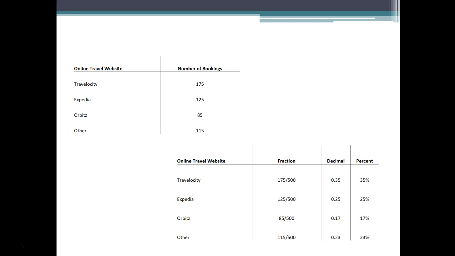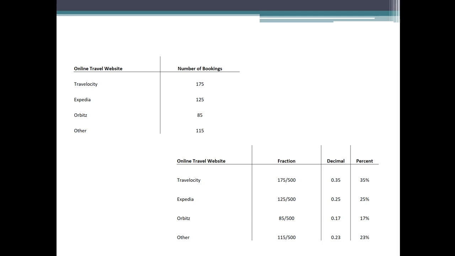Well, one of the first things we have to do is figure out what fraction each website had of the total bookings. Like if with the 175, the 125, the 85, and the 115, those all add up to 500. Travelocity had 175 of those 500. So if you divide 175 by 500, you've got your fraction, but you can also get a decimal. You'll get 0.35. Then move your decimal point 2 places to the right, and you got a percent, 35%.